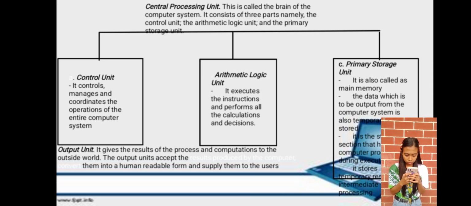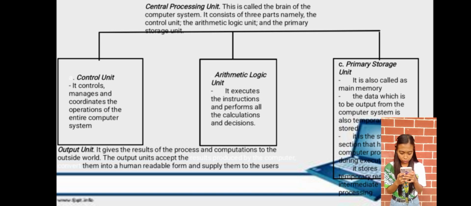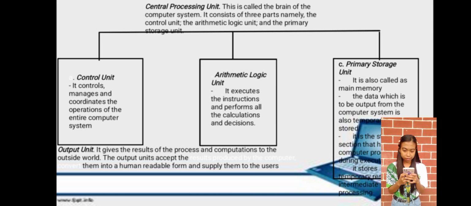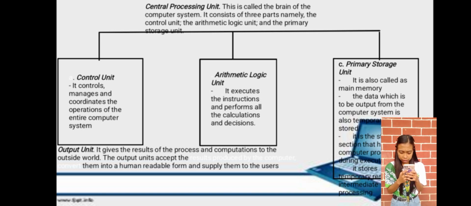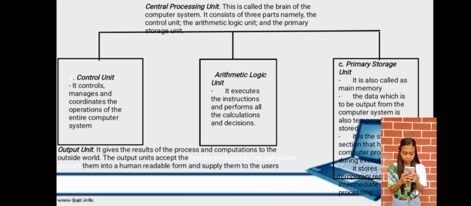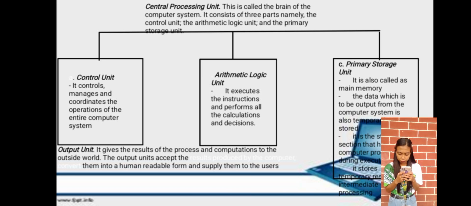Primary storage unit. It is also called main memory. The data which is to be output from the computer system is also temporarily stored. It is the storage section that holds the computer programs during execution. Lastly, it stores temporary results of intermediate processing.